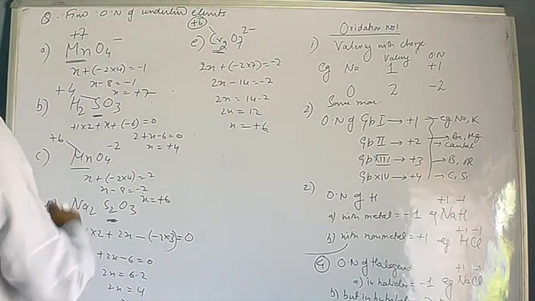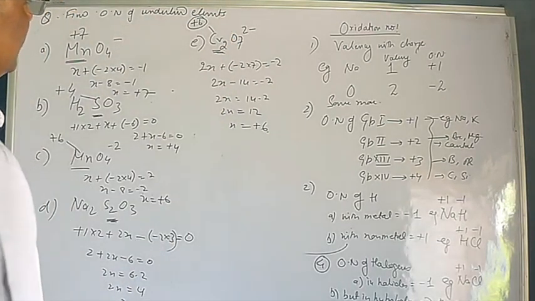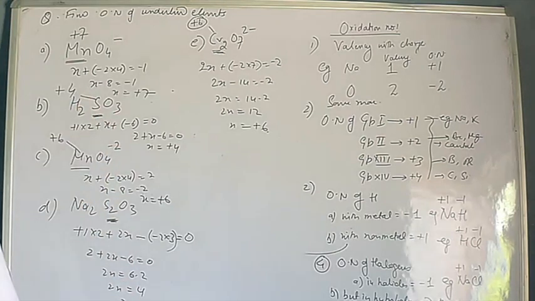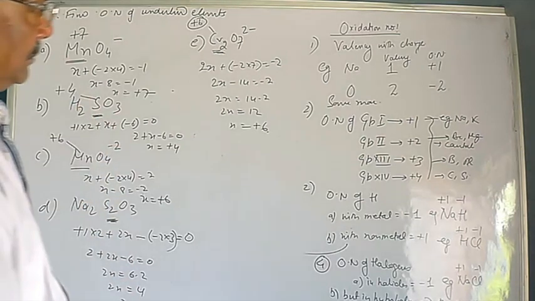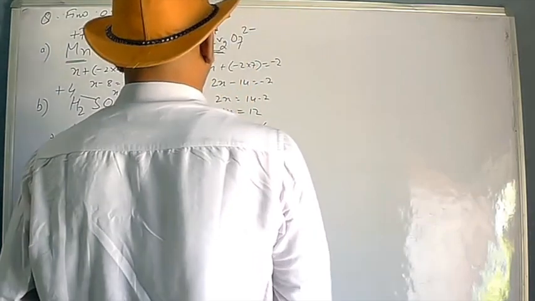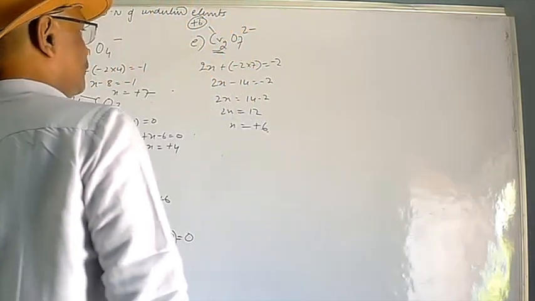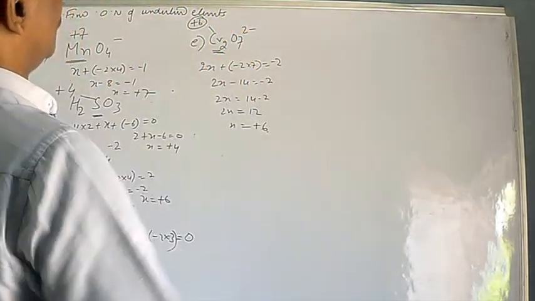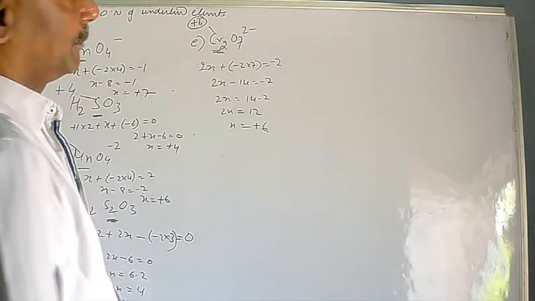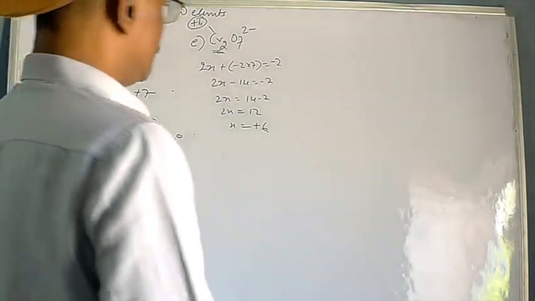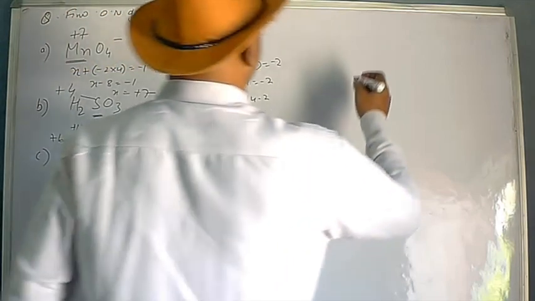So class, with all these examples, we have seen one thing, that oxidation number is always calculated per atom. But class, you know that chemistry is full of exceptions. So we have some exceptions here, I am going to show you. And these exceptions are asked in your competitive examinations. Let's see.